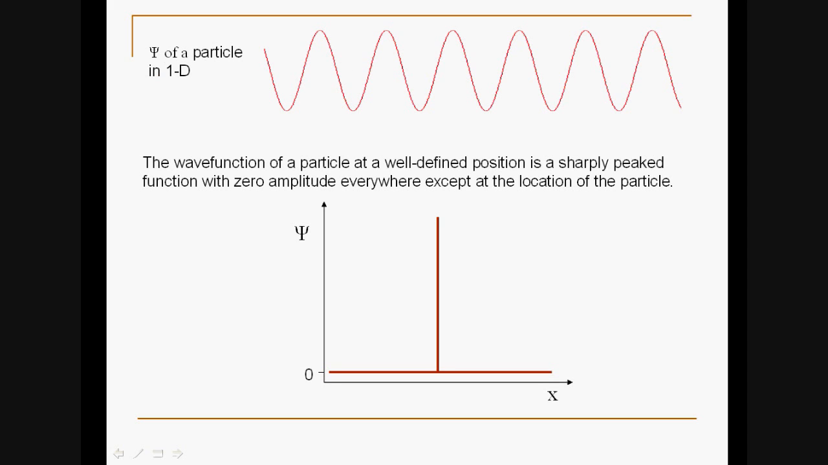Now suppose that I'd like to locate this particle in space. The wave function of a particle at a well-defined position is a sharply peaked function with zero amplitude everywhere except at the location of the particle. So let's look at this graph. For example, this is a one-dimensional world, the x-axis, and this axis here shows the amplitude of the wave function. So this peak here, right at this x, is where the particle is located.